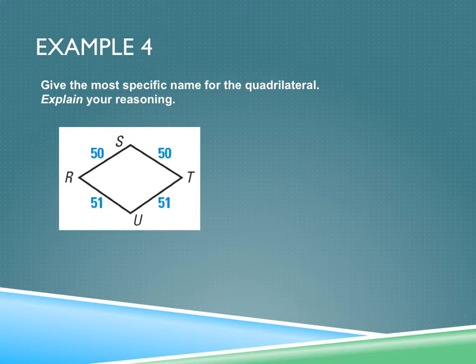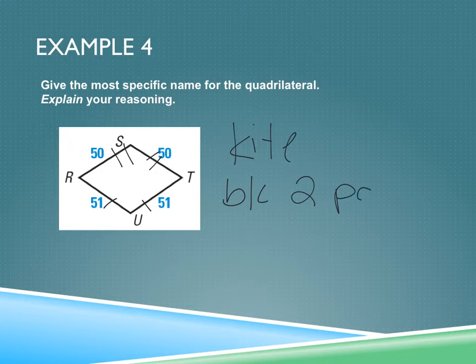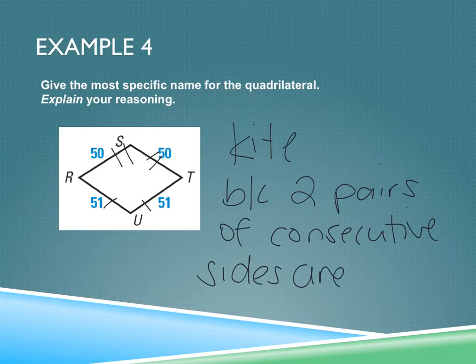Okay, next one says, give the most specific name for the quadrilateral and explain your reasoning. So what do we know about this 4-sided figure? Chris? 2 pairs of consecutive sides, which makes this? Okay, good. So it's a kite because 2 pairs of consecutive sides are congruent.